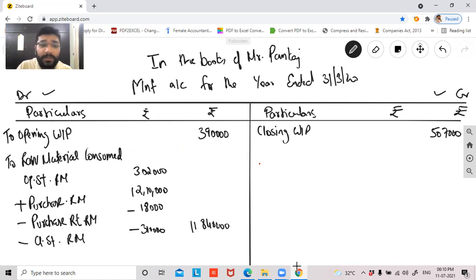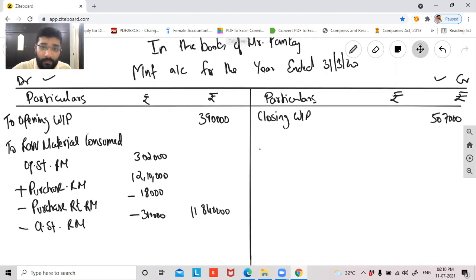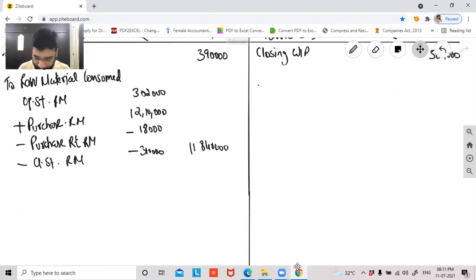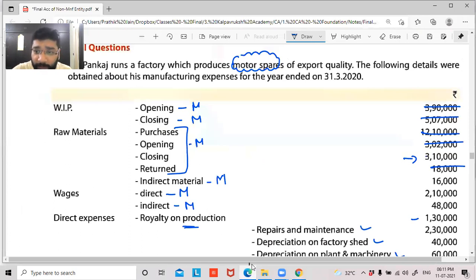So as per the matching concept, we have to minus the closing stock of raw material from the overall costing, so that you get the expenses which contributed in earning the revenue. We have discussed this in detail in 11th standard, 12th standard, and again in the CA Foundation. So 11,84,000 is the cost of raw material consumed, which has been contributing in earning the revenue. Till this, everybody's clear? Moving on further.